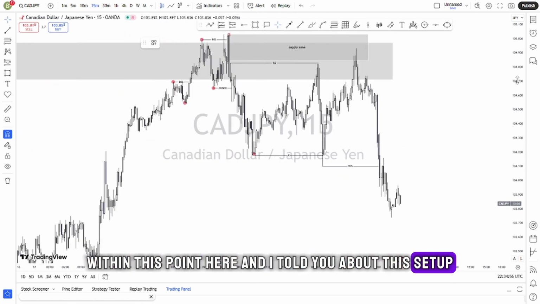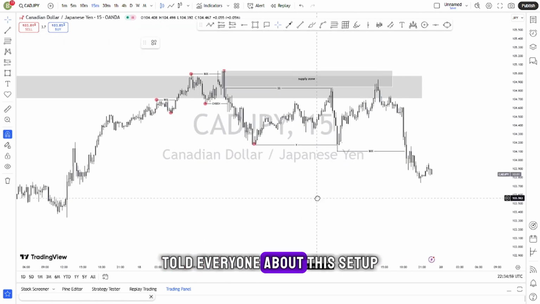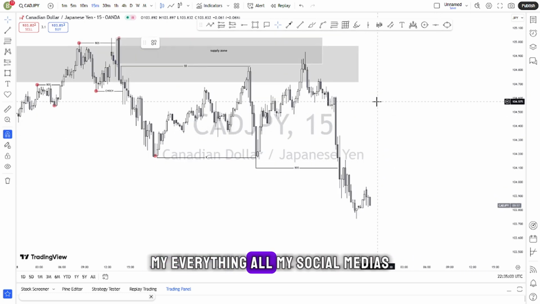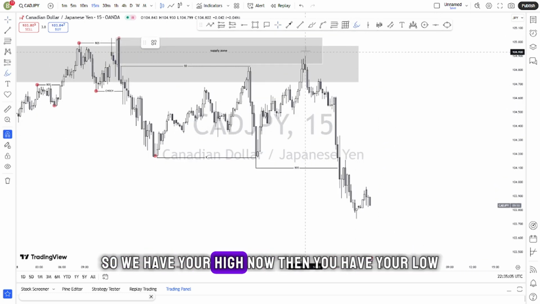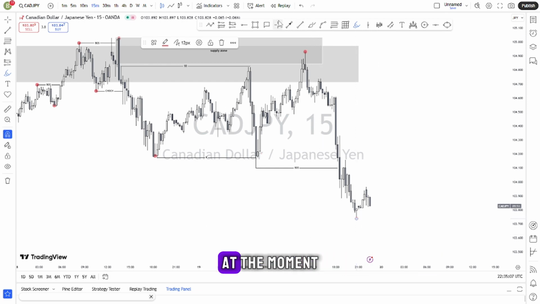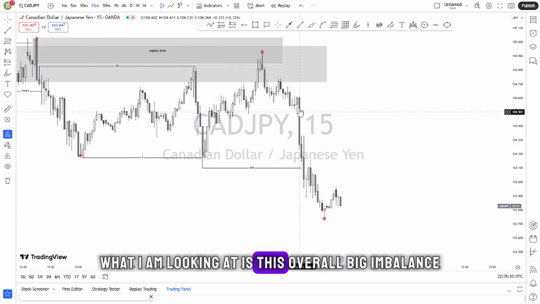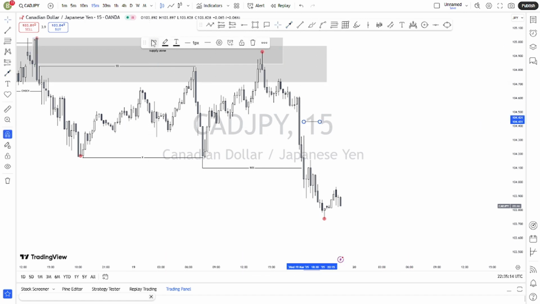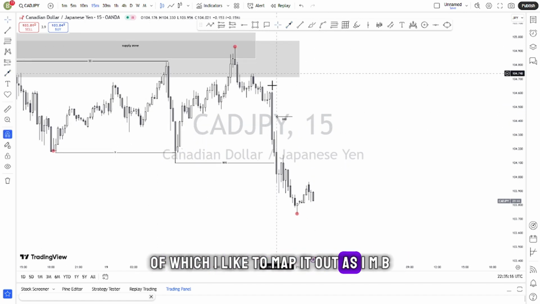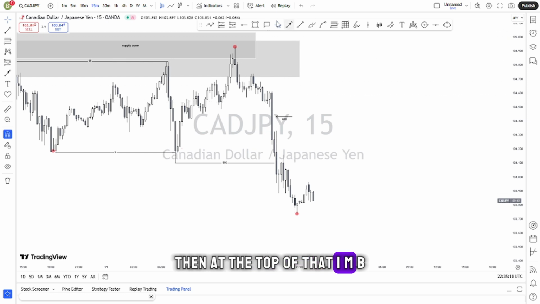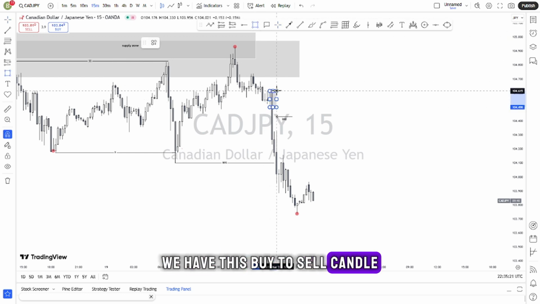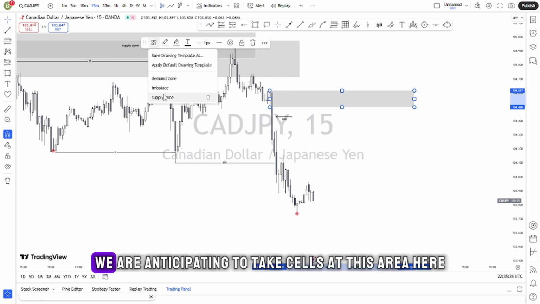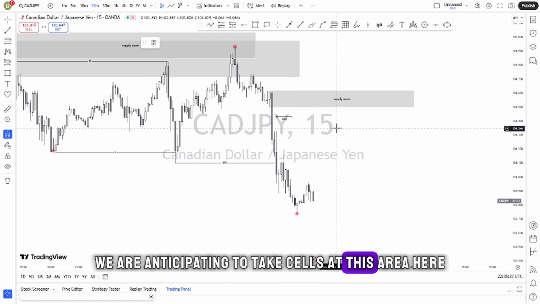I told everyone about the setup, even on my YouTube channel and all my social medias. So we have your high now, and then you have your low. At the moment, what I am looking at is this overall big imbalance here, which I like to map out as IMB. Then at the top of that IMB, we have this buy to sell candle, which is our liquidity right there. So now we are anticipating to take sales at this area here.